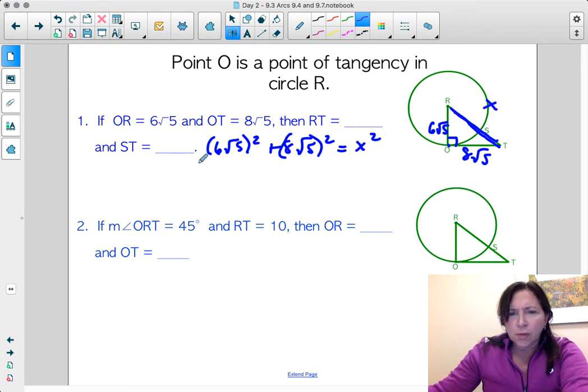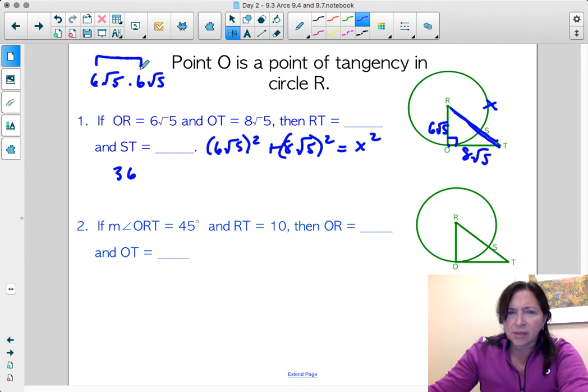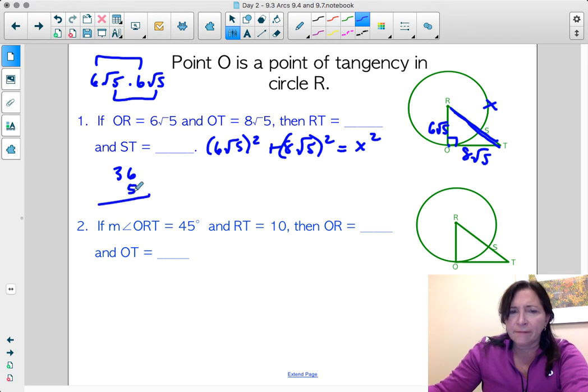And so we know that 6 root 5 times 6 root 5, this is what we're really doing. So that's 36. Numbers get multiplied with numbers. So 6 times 5, root 5 times root 5 is root 25, which is 5. 6 times 5 is 30, 15, 16, 17, 18. So 6 root 5 times 6 root 5 is 180.